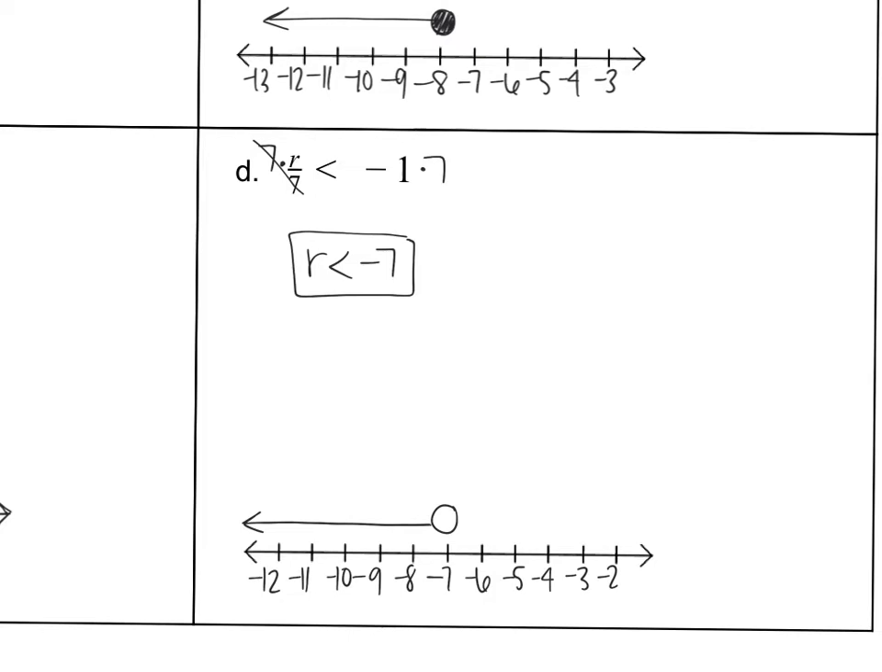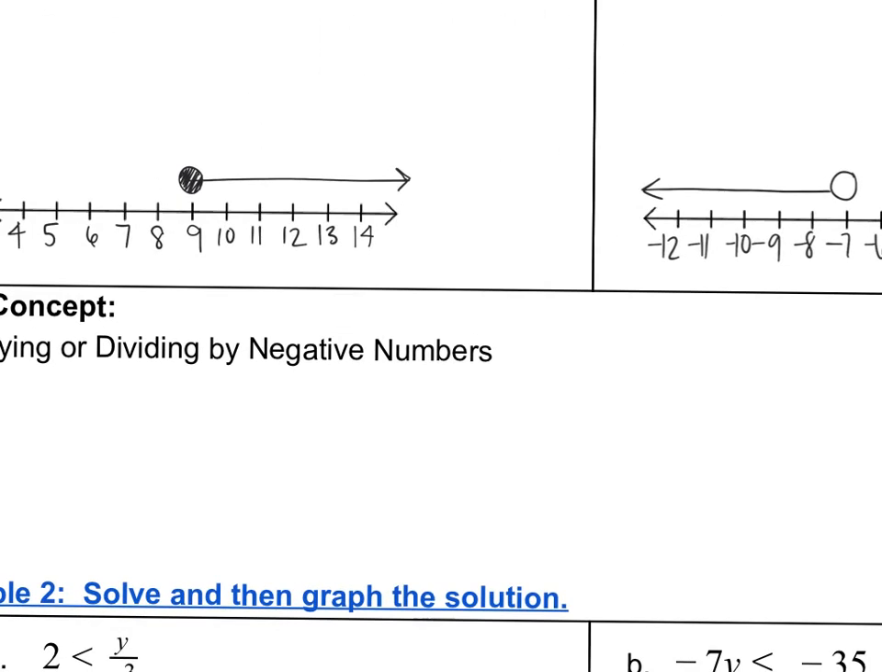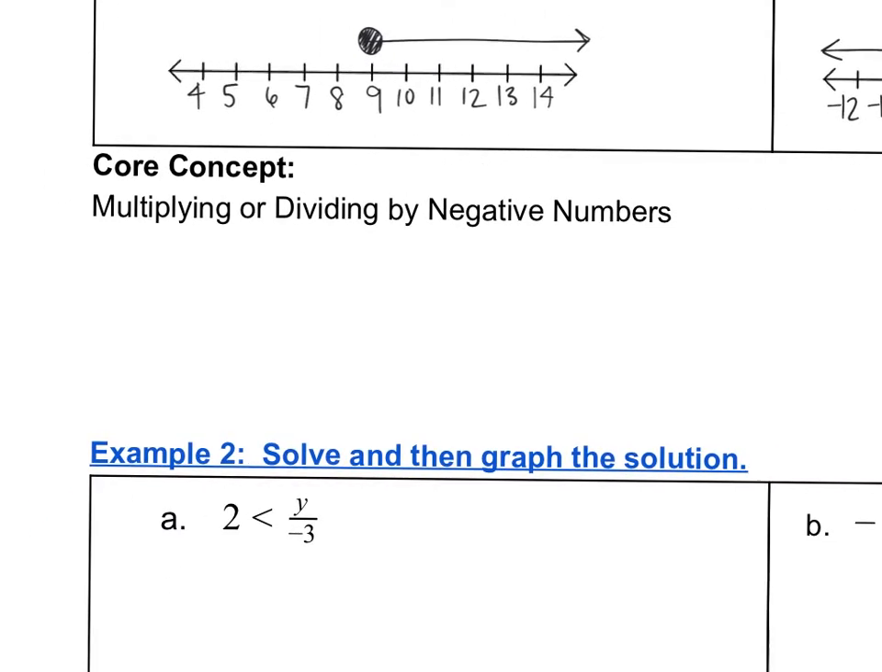There's one thing we need to talk about when we're solving using multiplication and division, and that's the core concept, multiplying or dividing by negative numbers. So when we're multiplying or dividing by positive numbers, nothing is different. It's the same as it is with solving equations, and everything is fine. When we're multiplying or dividing by a negative number, you actually have to flip the inequality symbol. So let's write that down.